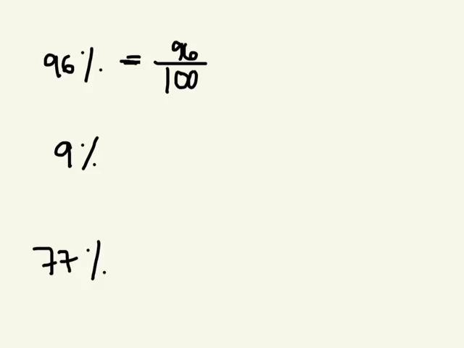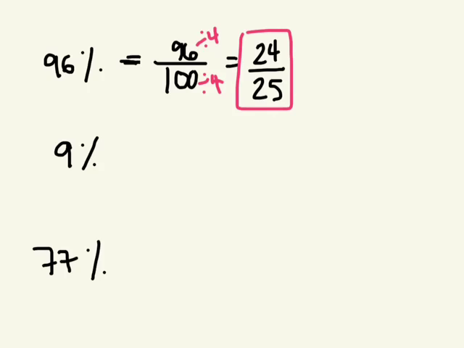How did you get that? You divided 96 and 100 both by 4. We know that they're both divisible by 4. And we end up with 24 out of 25.